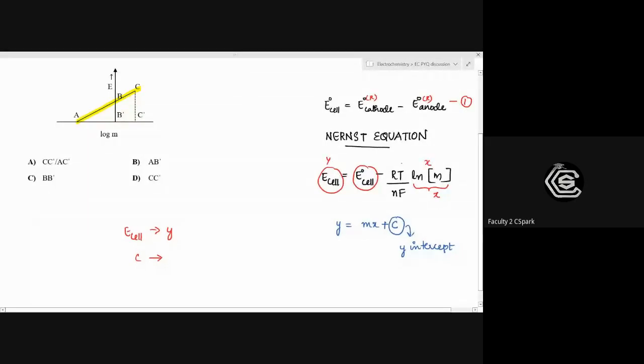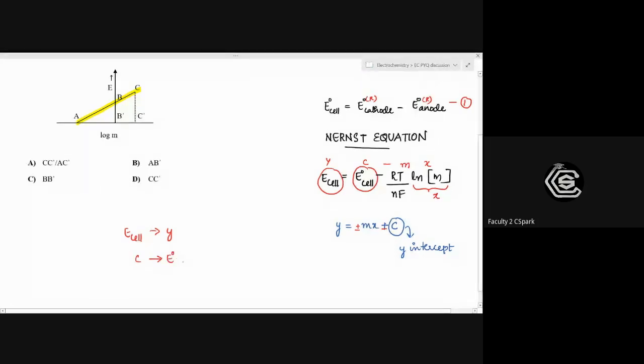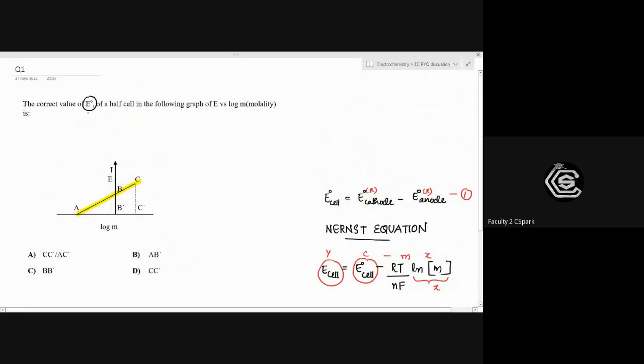Associated with x will be m. So the remaining term here would be c. So what we have here is y is equal to c minus mx, which is the formula of our graph. That's all right, because the slope could be positive or negative and the intercept can also be positive or negative. Here we have c minus mx. That's all. So the intercept that we have here is E naught of the cell, and that is what they have asked in the question. E naught of the cell, how do we get it in the graph? It is the C intercept. Sorry, it is the Y intercept.